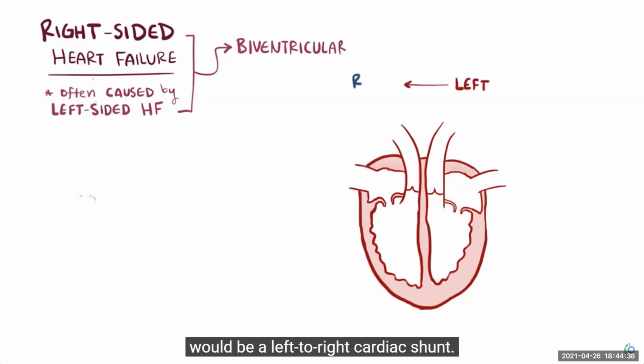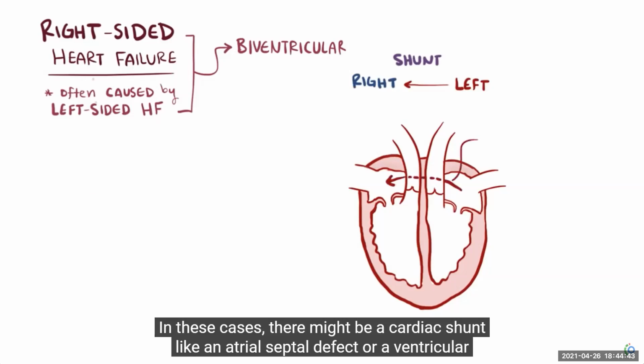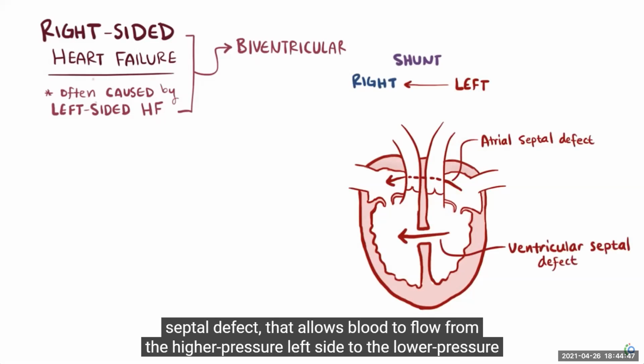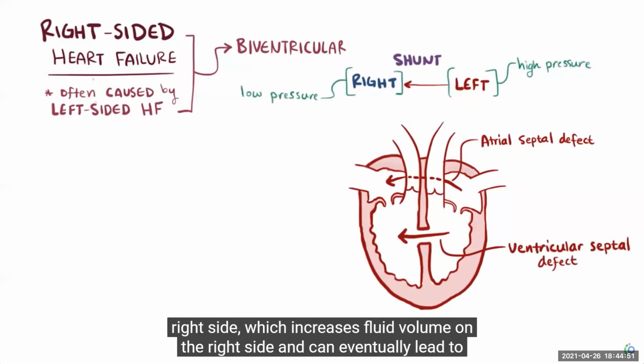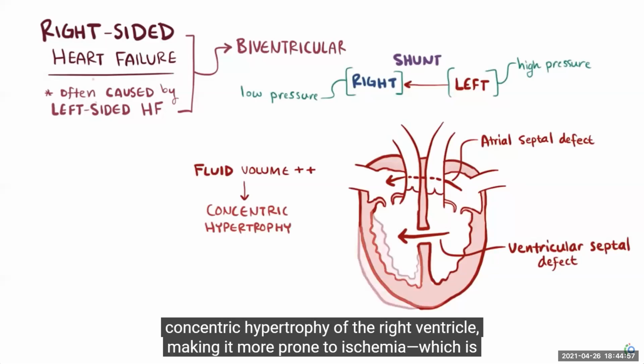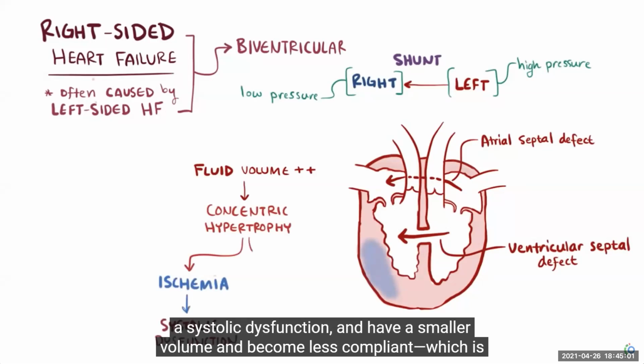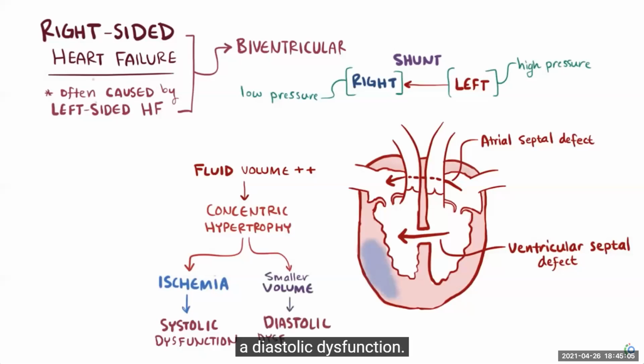An example of this would be a left-to-right cardiac shunt. In these cases, there might be a cardiac shunt like an atrial septal defect or a ventricular septal defect that allows blood to flow from the higher pressure left side to the lower pressure right side, which increases fluid volume on the right side and can eventually lead to concentric hypertrophy of the right ventricle, making it more prone to ischemia, which is a systolic dysfunction, and have a smaller volume and become less compliant, which is a diastolic dysfunction.